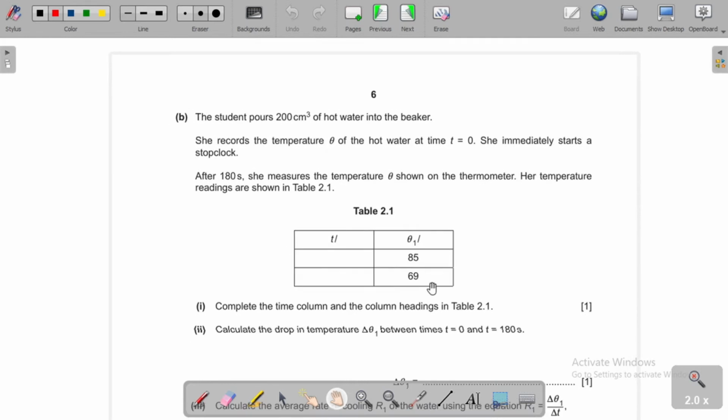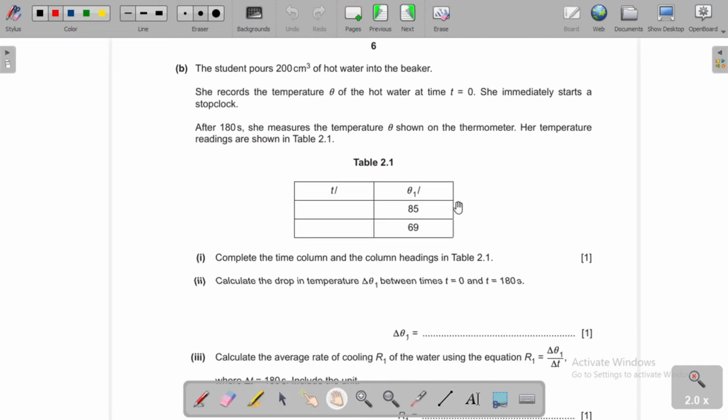The student pours 200 cm cube of hot water into the beaker. She records the temperature theta of the hot water at time t equals 0. She immediately starts a stop clock. After 180 seconds, she measures the temperature theta shown on the thermometer. Her temperature readings are shown in table 2.1. Now the question is, complete the time column and the column headings in table 2.1.